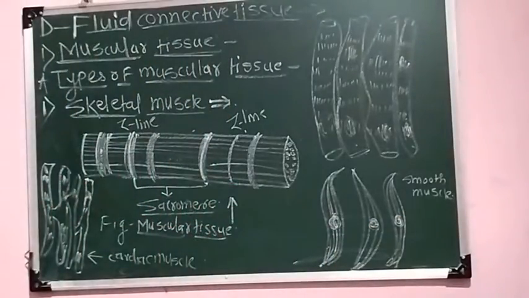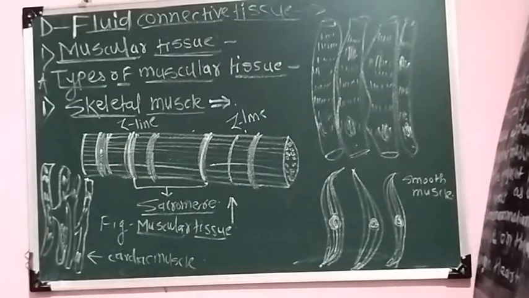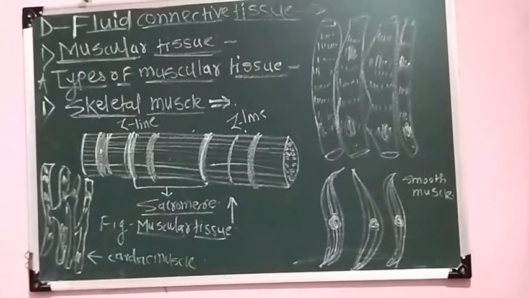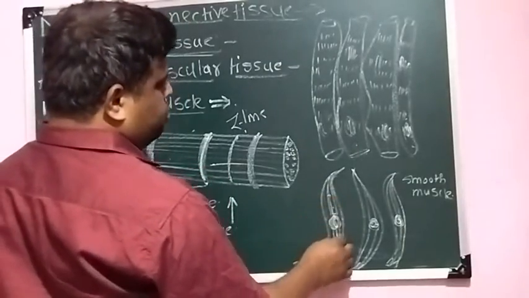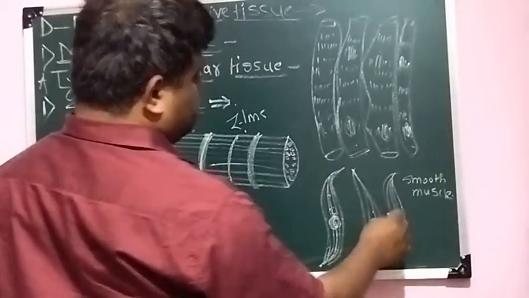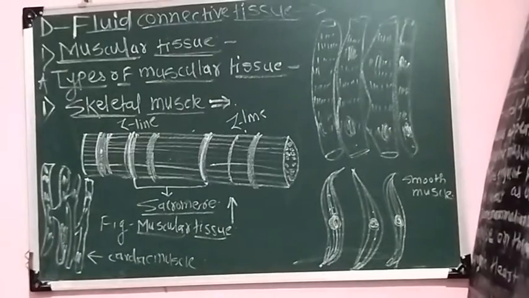Smooth muscles are present in a bunch or in sheaths in layers. These are spindle shaped, unbranched, having a single nucleus present at the center. Sarcoplasm: the cytoplasm present in these smooth muscles is called sarcoplasm, and the sarcoplasm contains myofibrils, and the myofibrils are made up of contractile proteins actin and myosin.